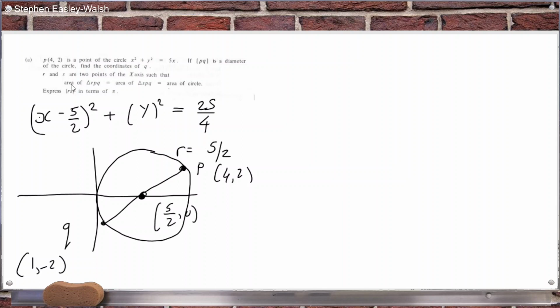R and S are 2 points of the x-axis such that the area of RPQ equals the area of SPQ equals the area of the circle. Okay, so I think there's some point here. We can just call it R. And there's going to be another point, further out, I would say, on this side, S. And the areas are equal and also equal to the circle.